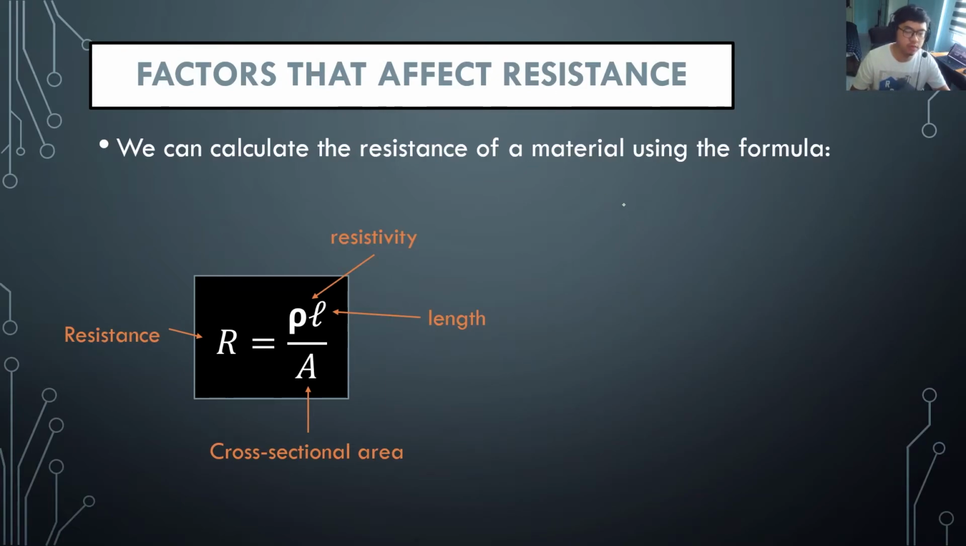However, in the case of the cross-sectional area or the thickness, the resistance is inversely proportional to the area. So that means if you double the area, you will halve the resistance. So it has the opposite effect. If you triple the area, you will cause the resistance to decrease to a third. If you halve the area, or if the area decreases, then you will actually double the resistance.